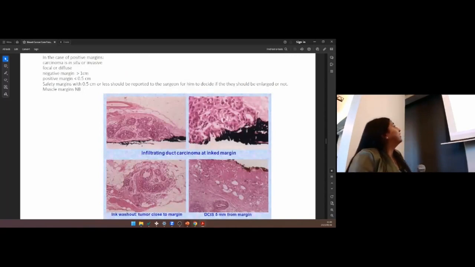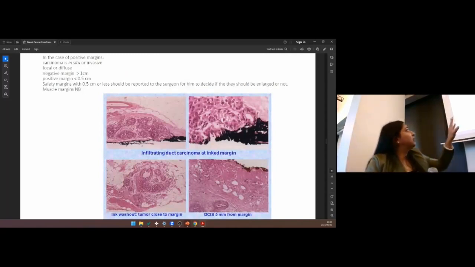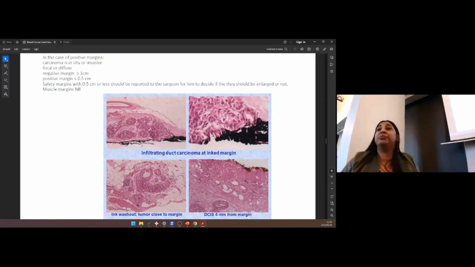Okay, now here comes the important part about the margin status. Here you can see the black ink actually bordering where there's a focus of DCIS and invasive tumor. And that is important because we need to impart this to the surgeon. If it's just DCIS at that margin, you give it a Van Nuys score. And if it is obviously invasive tumor, you need to identify the size and the extent of the invasive tumor.